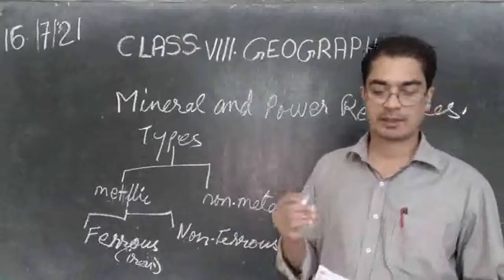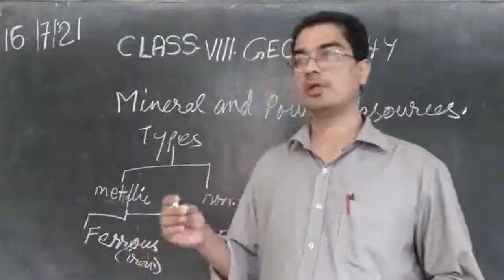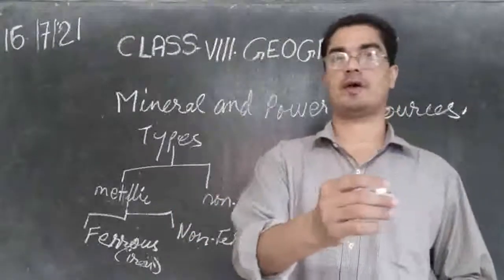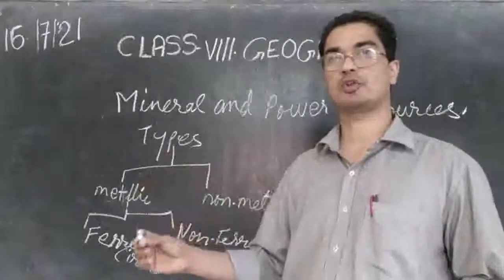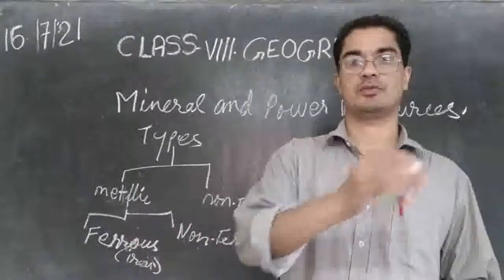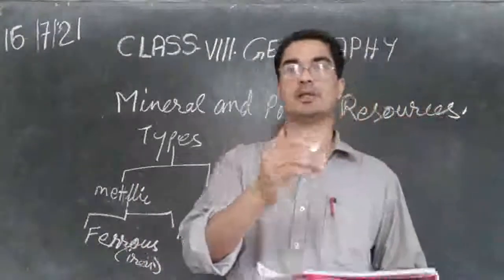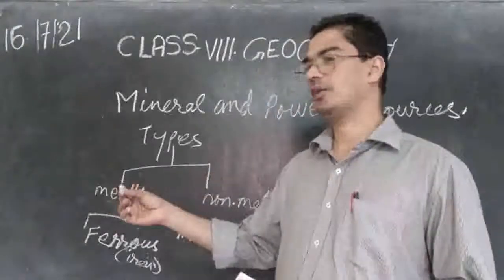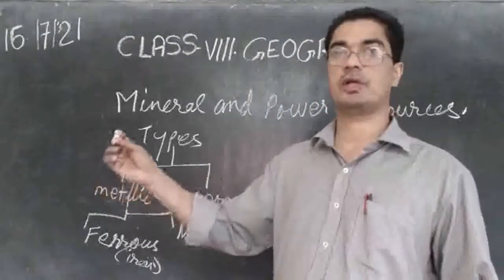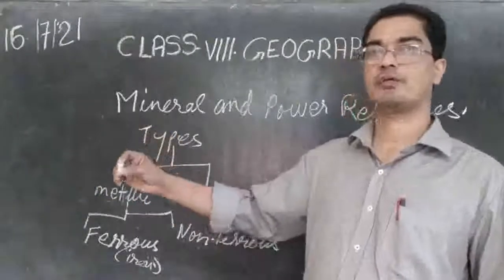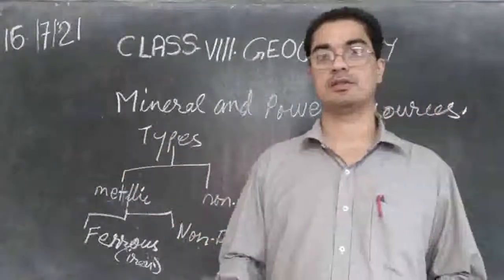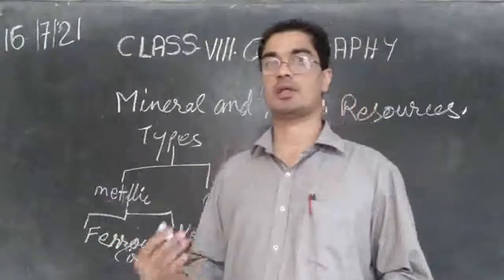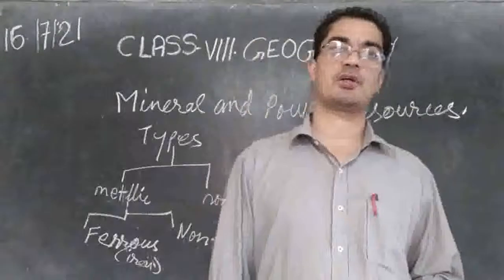They also conduct heat. If you put one iron bar inside the fire, after some time the other side will also become hot, isn't it? Only one side we are heating, but slowly the heat will be passed on to the other side, even to the end. So it is allowing the heat to pass through the metal. That is a characteristic of a metal.